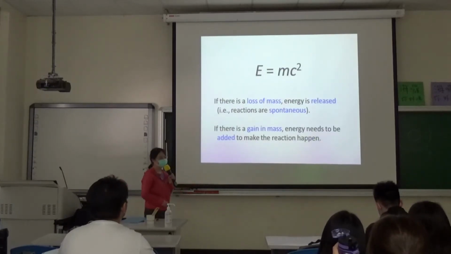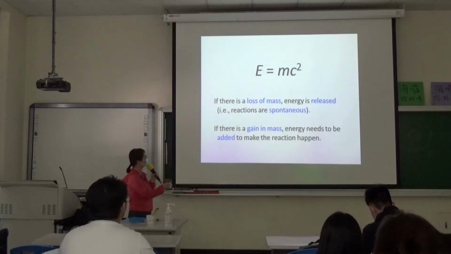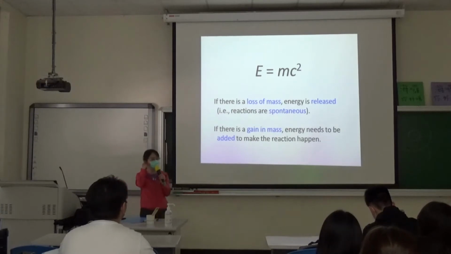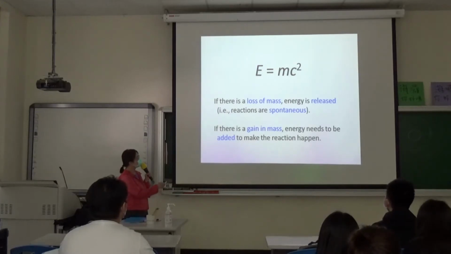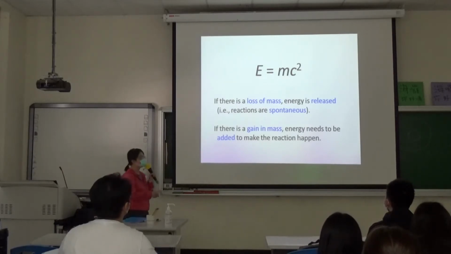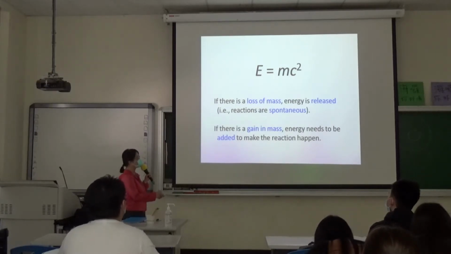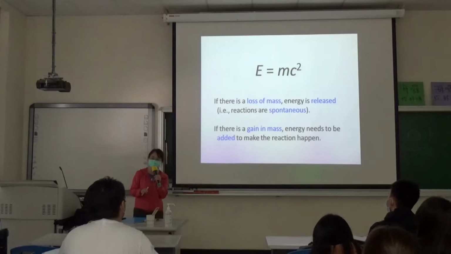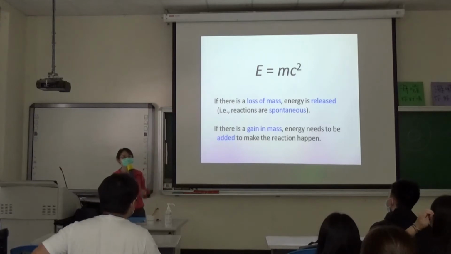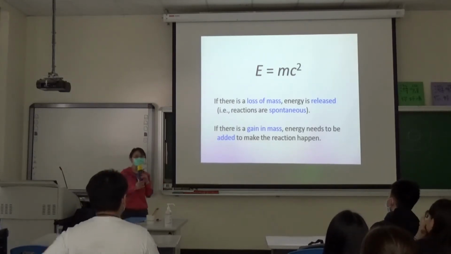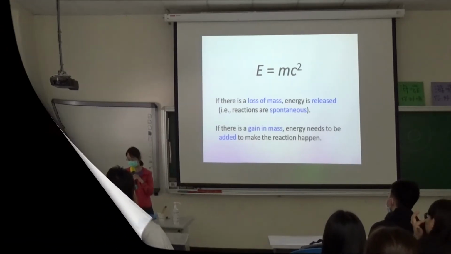you know, from Einstein, E is equal to mc squared. Energy is equal to mass times light speed squared. So, if there's a loss of mass, energy will be released so that the reaction will be spontaneous. But if there's a gain in mass, energy needs to be added. So this will not be spontaneous. So that will be sort of like the guideline for the atoms when they want to produce a new atom or new element.